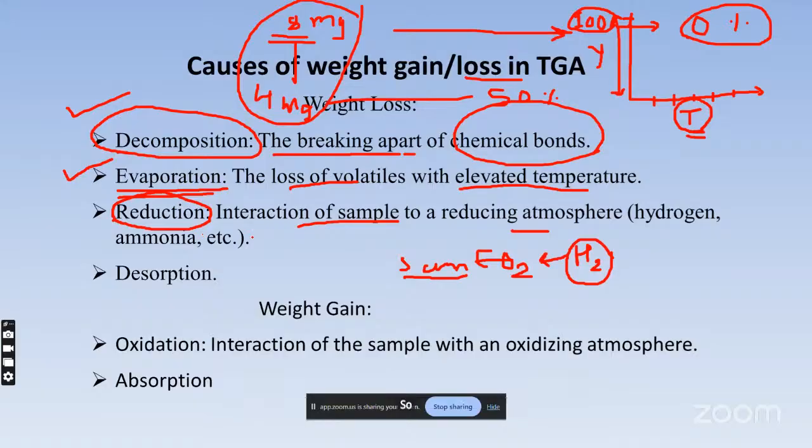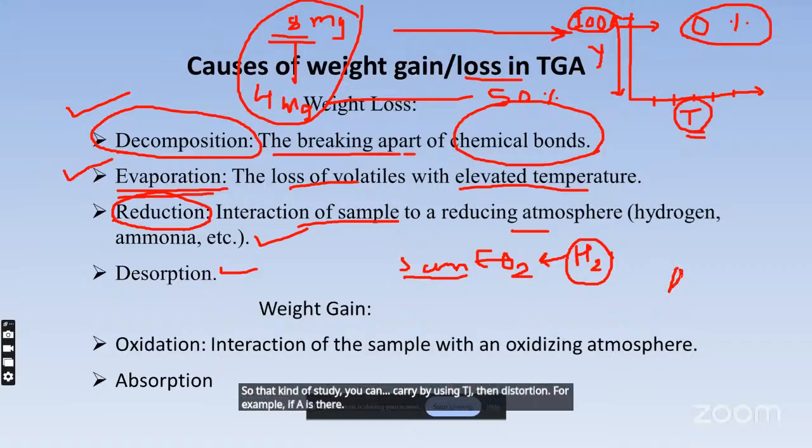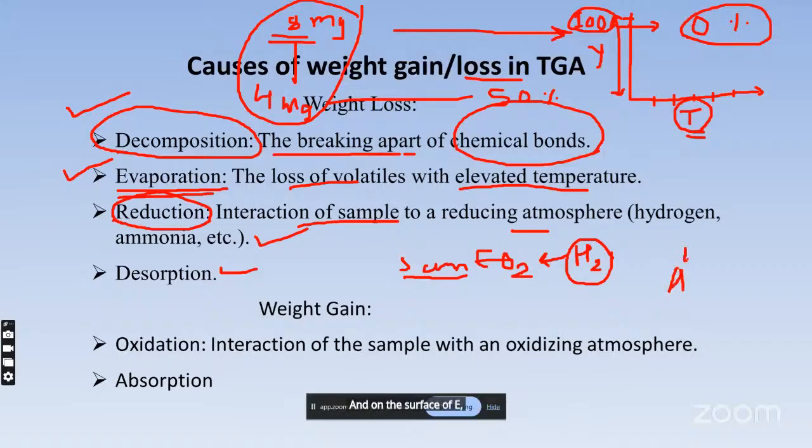So that kind of study you can carry out by using TGA. Then desorption. For example, if A is there and on the surface of A, B is adsorbed, you can heat your sample so that B will get removed from your A sample, so that only A will be there. So initially weight will be higher, after desorption weight will decrease. So you can find out the concentration of B by using these particular desorption experiments.